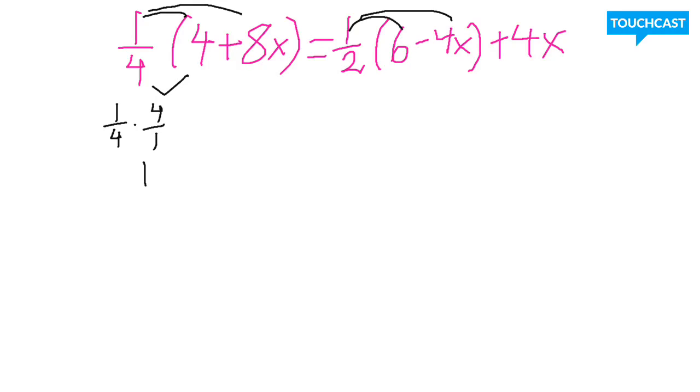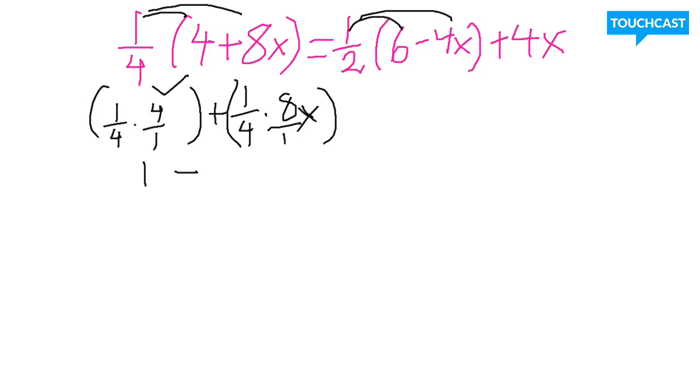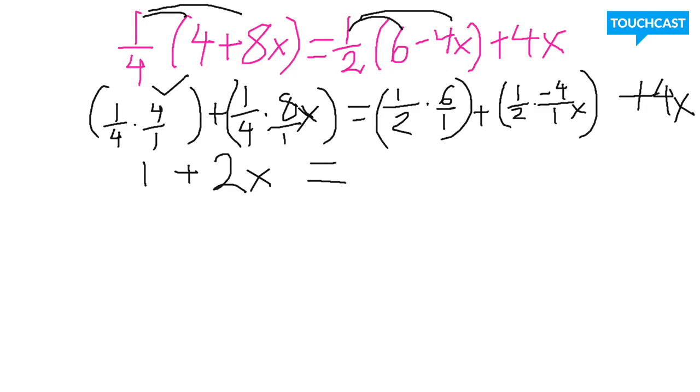And then we need to add 1/4 times 8x, I'm sorry, so I always think of that as 8 over 1 x. And so then we end up with 8 divided by 4. We all know that's 2, so we have 2x. So we've simplified the left side. Now half of 6, so 1/2 times 6. I'm going to jump ahead to show that. We know half of 6 is 3. And we know 1/2 times -4 should give us a -2x and then plus 4x.